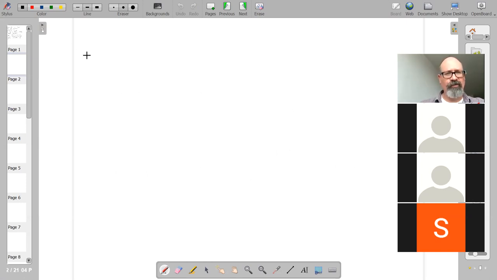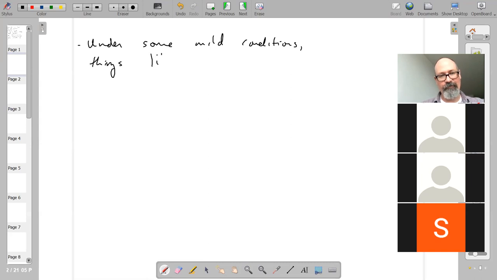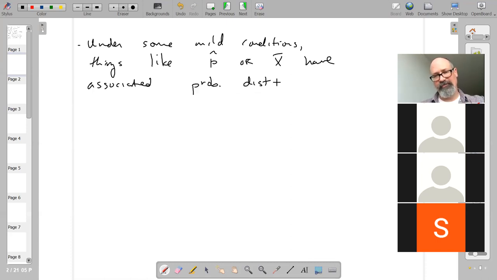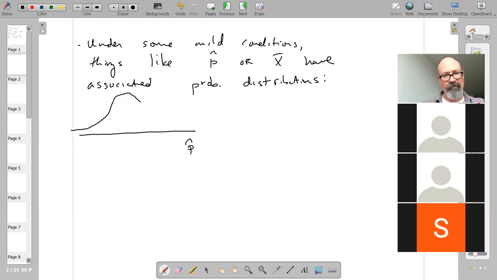So what we've talked about so far is basically something like this. Under some somewhat mild conditions, estimators like p hat or x bar, and at this point you should be comfortable with what these notations mean, have associated probability distributions. Those are the sampling distributions of the statistics, and it's known that they both are very similar.